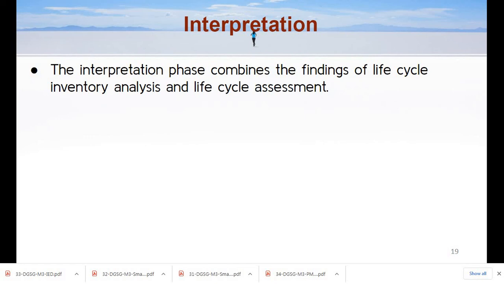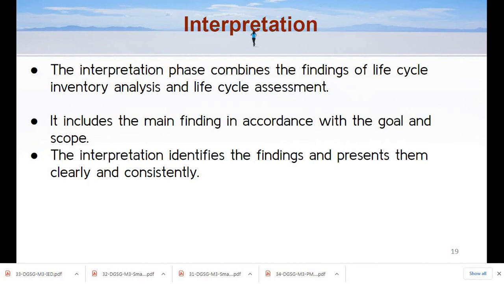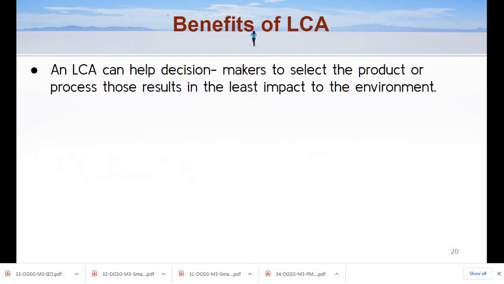And finally, the interpretation. This phase combines the findings of the life cycle inventory analysis and life cycle impact assessment. It includes findings in accordance with the goal and scope. It identifies the findings and presents them clearly and consistently.